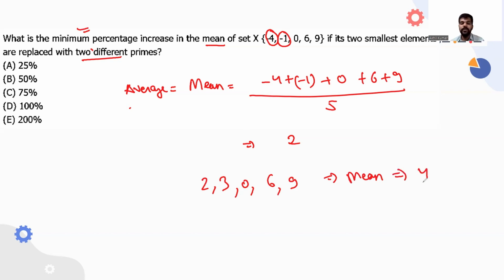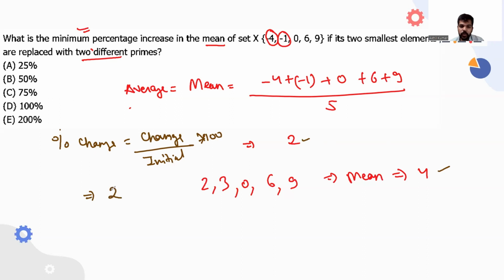Same process: sum of the values divided by the total number of observations. So if we do that, the mean value will come out to be 4. After that, we need to apply the formula of percentage change. Percentage change formula is change over initial value into 100. So change is how much? From 2, it has become 4. That means the change is 2.